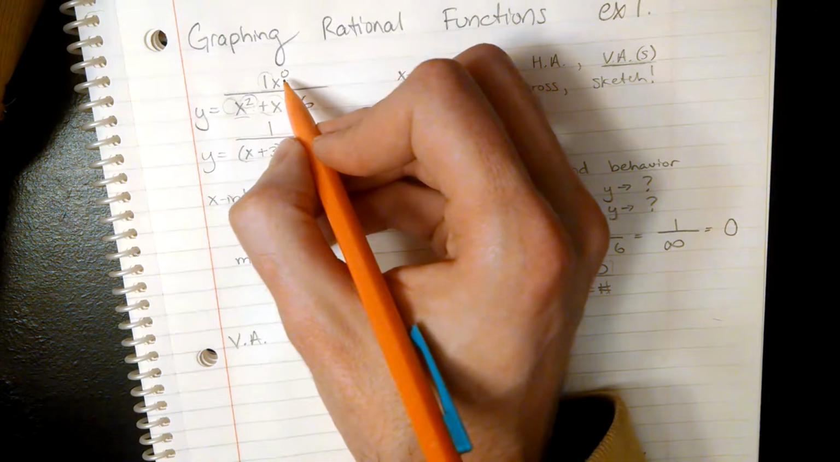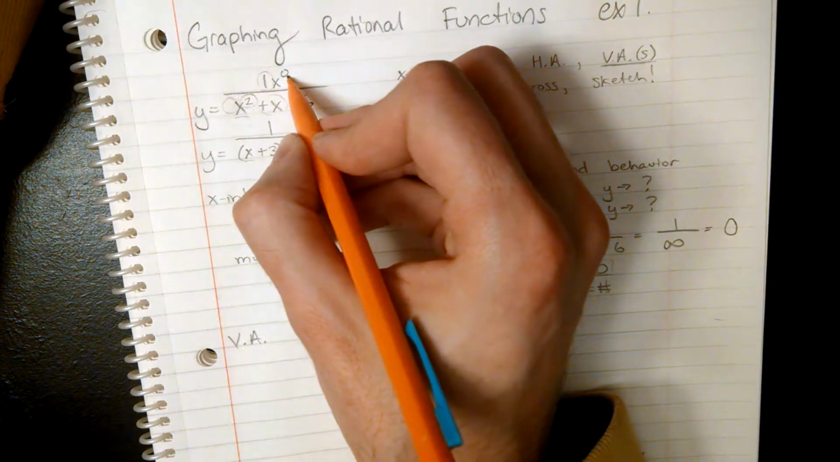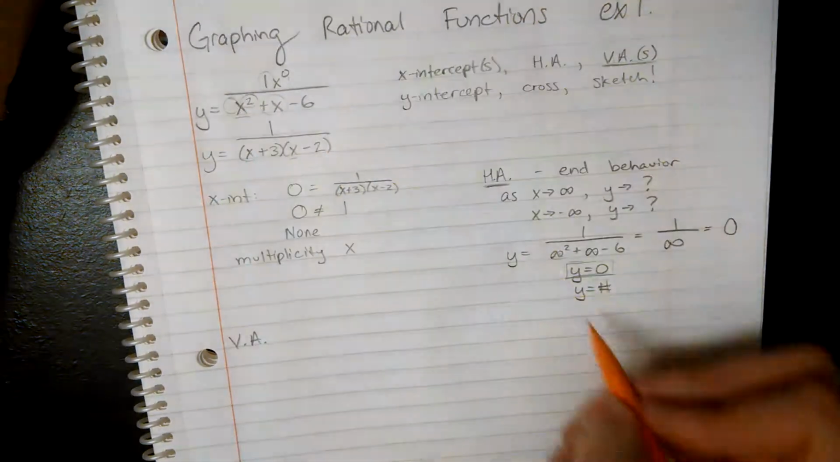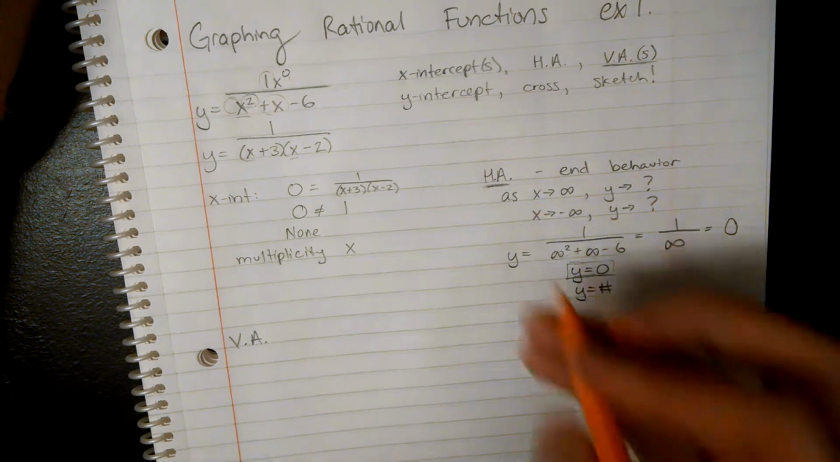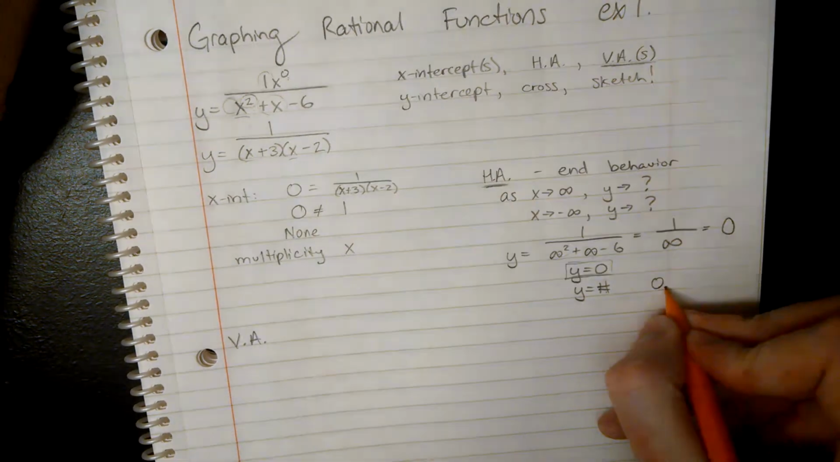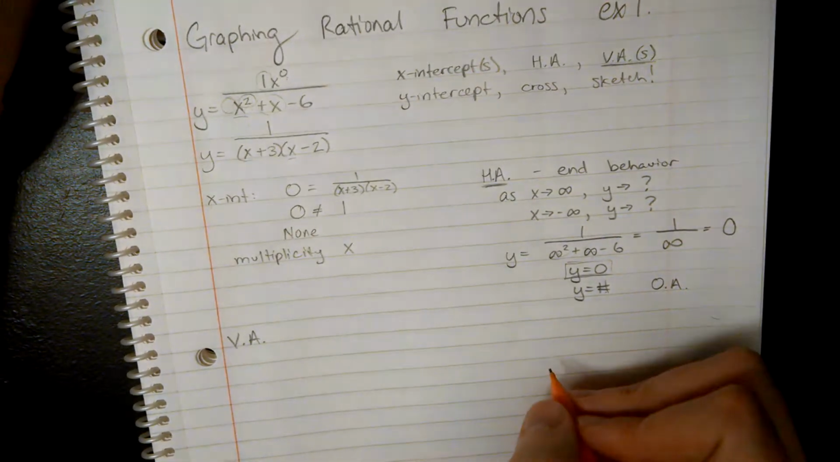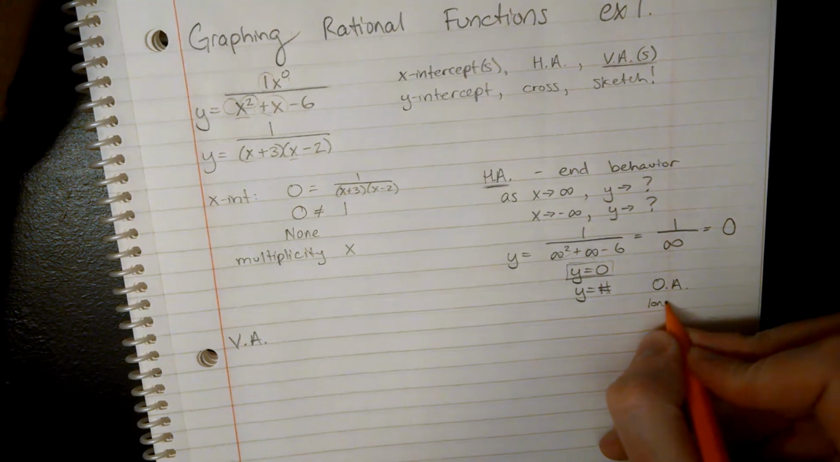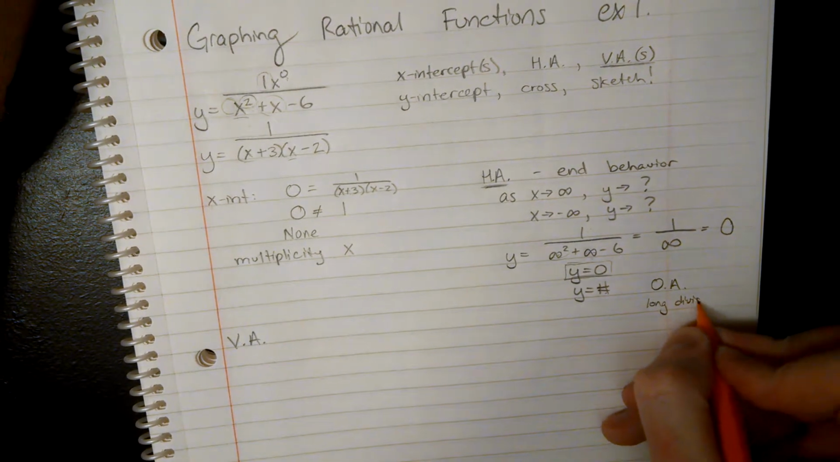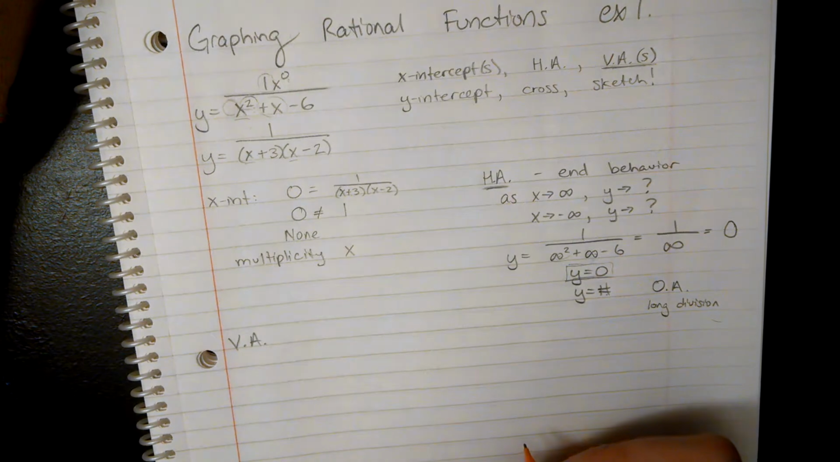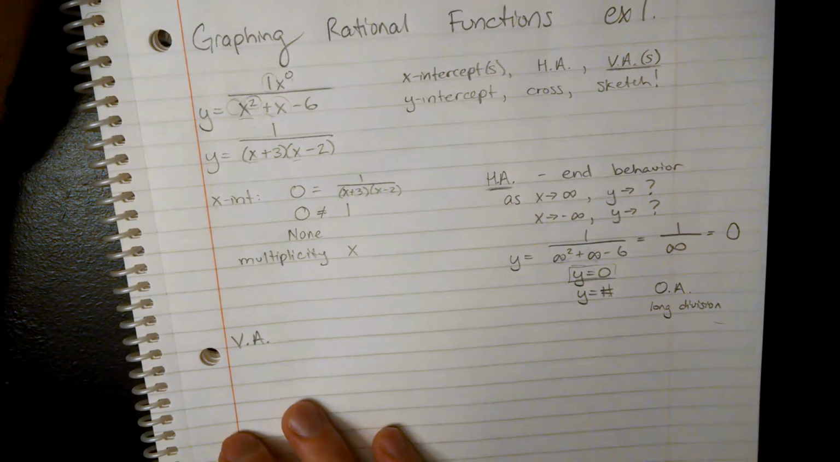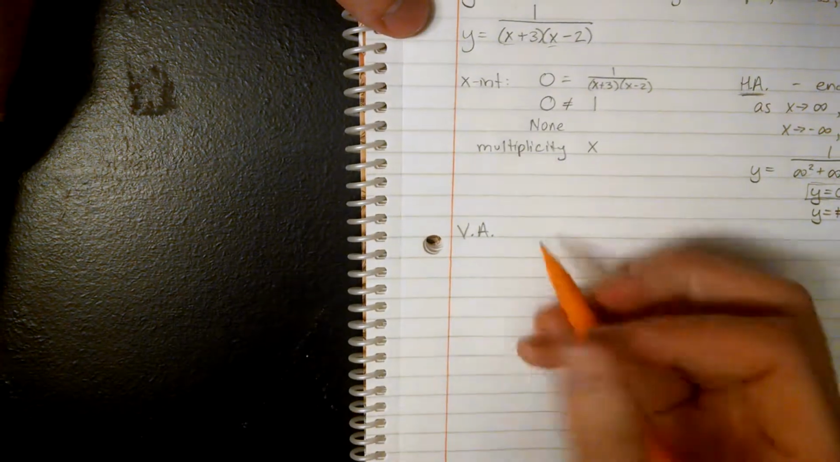And then the third situation is when the top is larger than the bottom, and in that case you don't even have a horizontal asymptote, you have an oblique asymptote, and you have to find those using long division. I'll try to make an example of each of these so you can see the differences. But yeah, moving on. Vertical asymptotes.